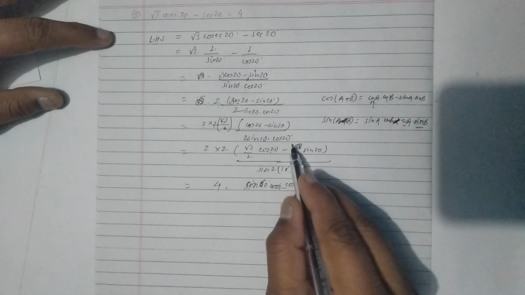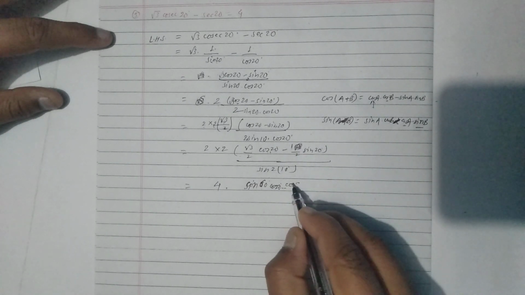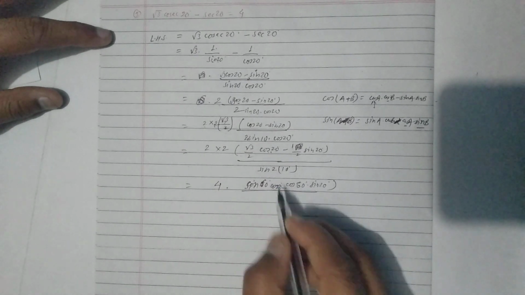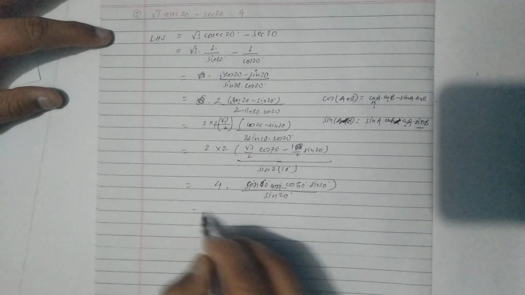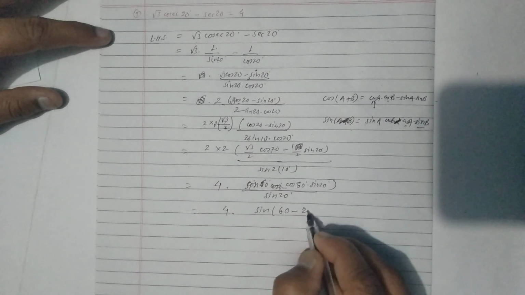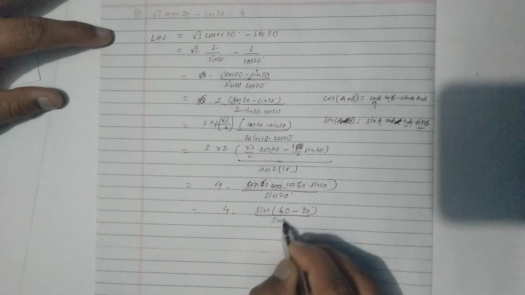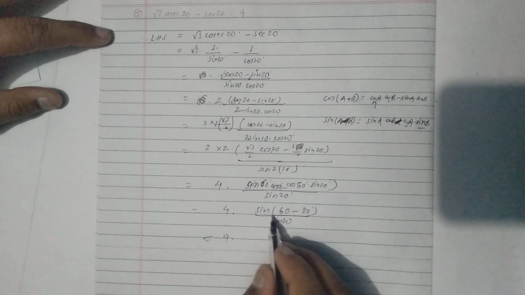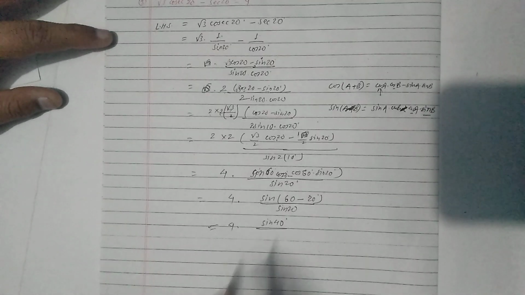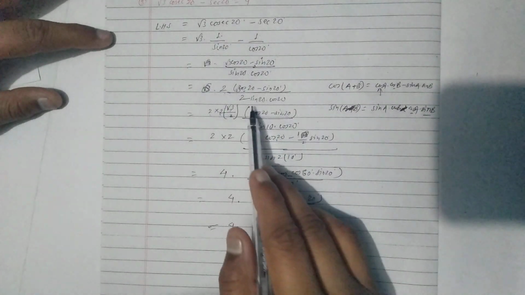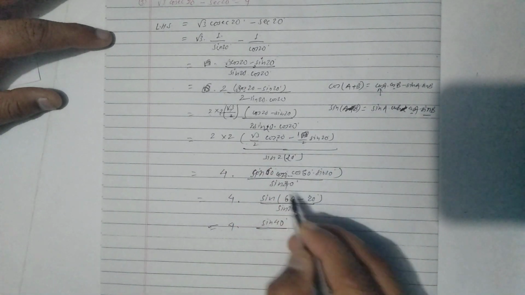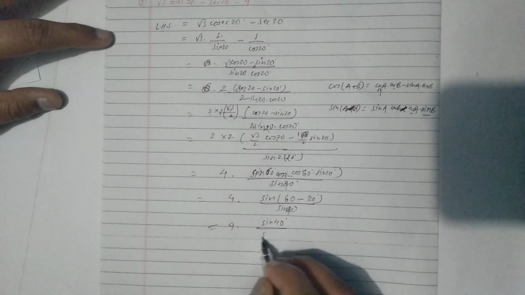So this is not root 3 by 2, this is 1 by 2. 1 by 2 means cos 60, and sin 20, upon sin 20. So this is the formula of sin(A minus B). A means 60, B means 20, by sin 20. This is 4. Sin(60 minus 20) means sin 40. Okay, so see here, this is 20, so this will be 2 into 20, sin 40.